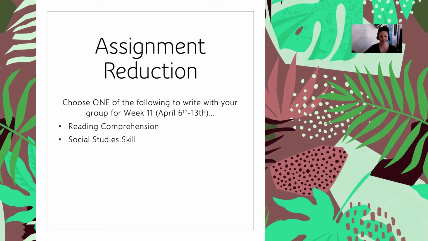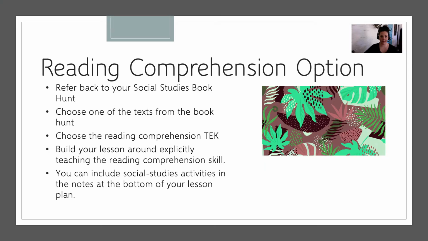So this time I want you to choose between a reading comprehension lesson or a social studies skill lesson. For the reading comprehension option, I want you to refer back to your social studies book hunt. You need to choose one of the texts from the book hunt and choose the reading comprehension TEKS that you already paired with that book. This lesson is going to be built explicitly around teaching the reading comprehension skill, just like I did with The Great Fuzz Frenzy and teaching those students to ask questions before, during, and after the text.